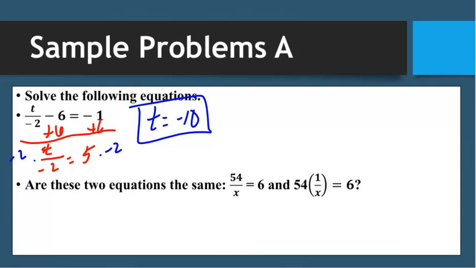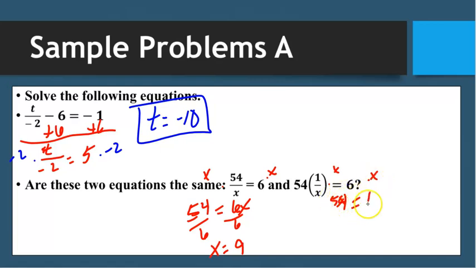And the last one: are these two equations the same? So I want to simplify each one. If I multiply this by x and this by x, I'm left with 54 equals 6x, divided by 6. x is going to equal 9. And over here, I would multiply the same thing by x on both sides, and you're left with 54 equals 6x, divided by 6. 54 divided by 6, x equals 9.